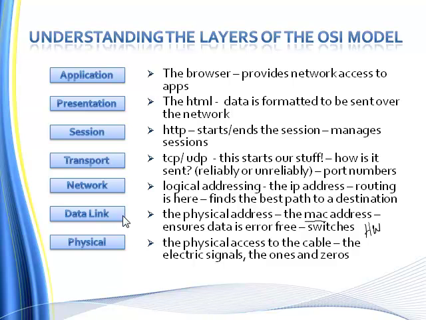Down here at the data link layer was where the physical hardware address was. This is where the logical address is. Your IP address is a logical address somewhere on the network. Then we go up to the transport layer. This is where TCP and UDP are. This is where your packets are either being sent reliably or unreliably. This is also where port numbers are.